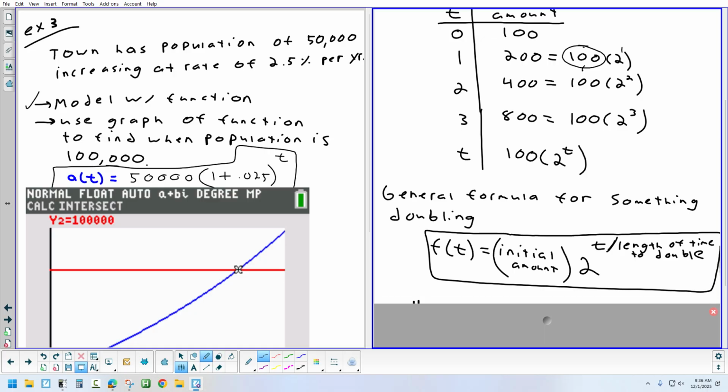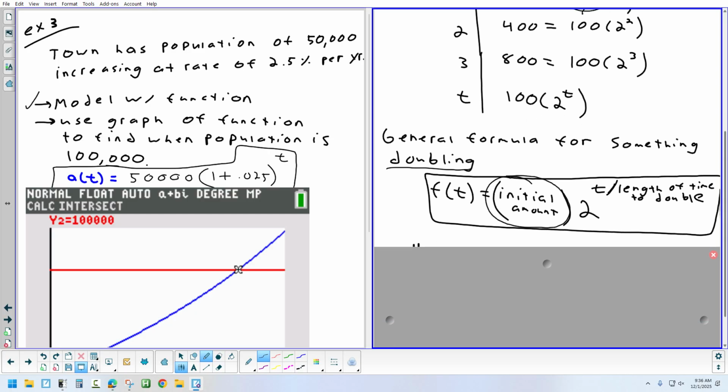So now we might not always start with 100 bacteria. We could start with any amount. So that's why I just changed it to initial amount. But what always comes right after the initial amount, when you're dealing with something doubling, is a 2. Okay? You don't have to worry about the 1 plus r. Whenever something's doubling, just make it a 2. And the exponent is t divided by the length of time to double.